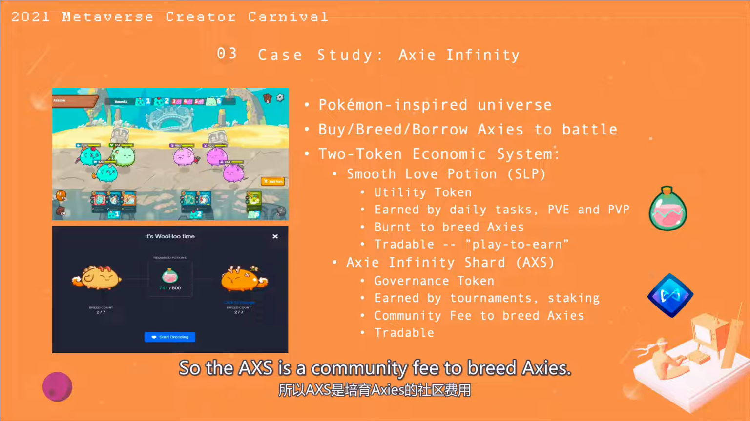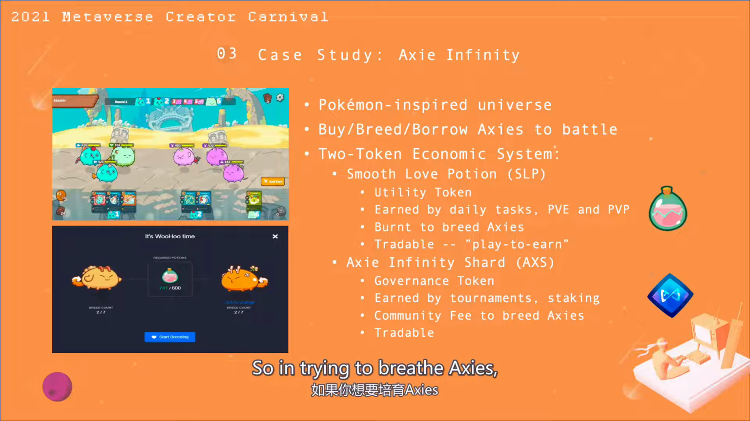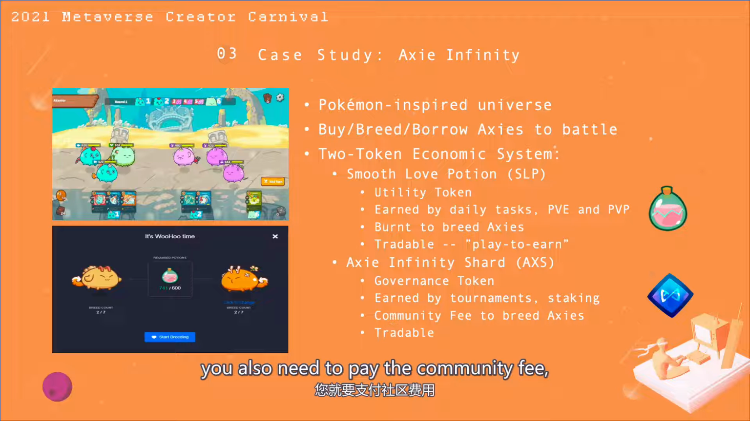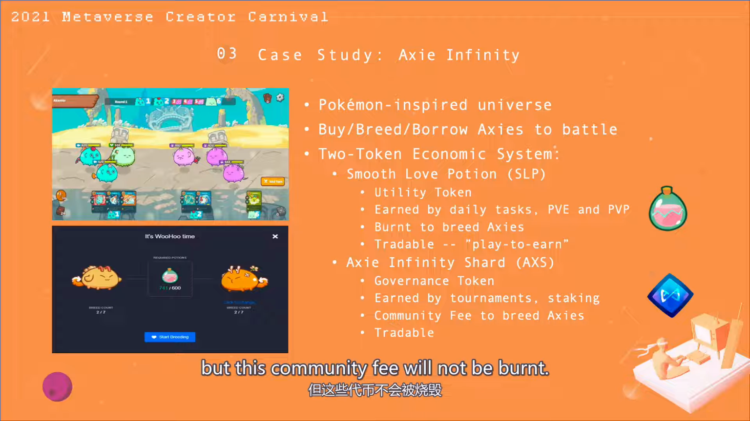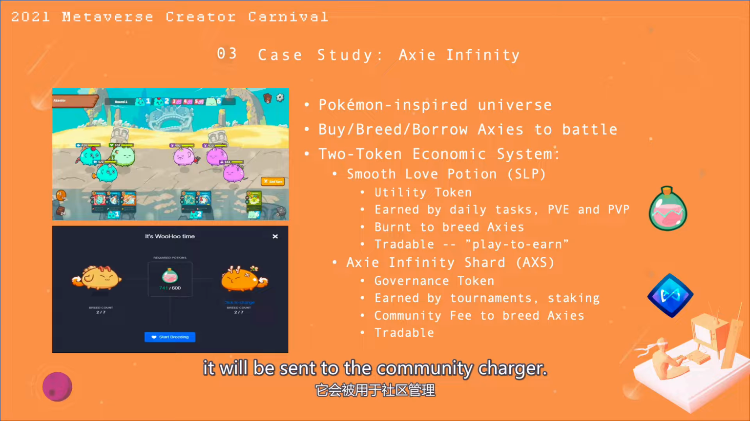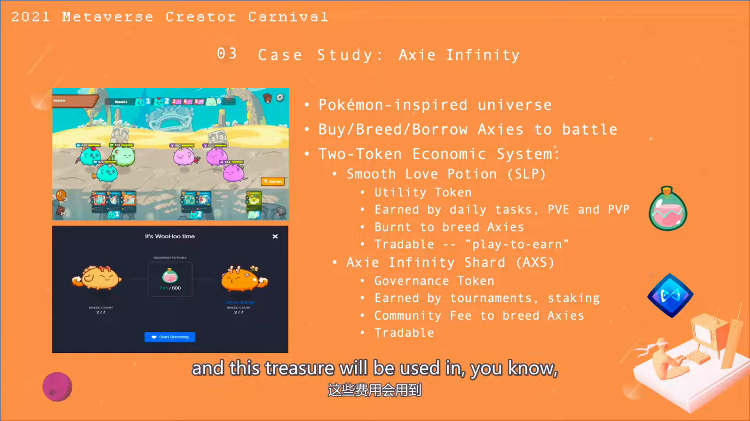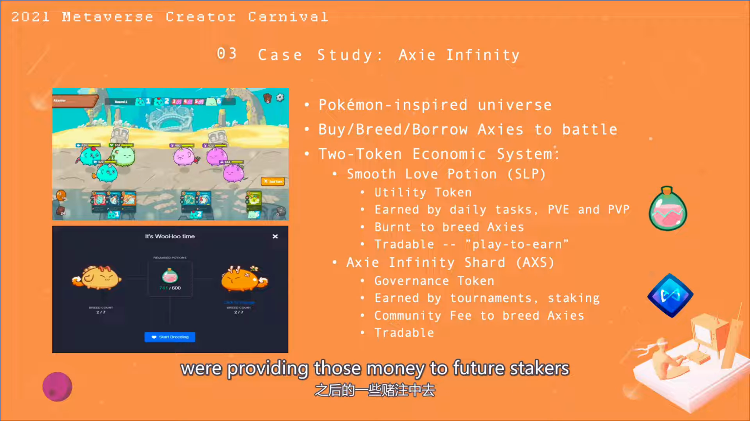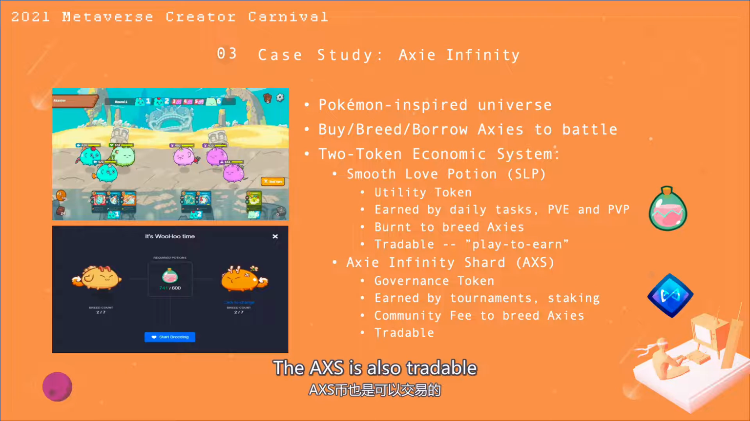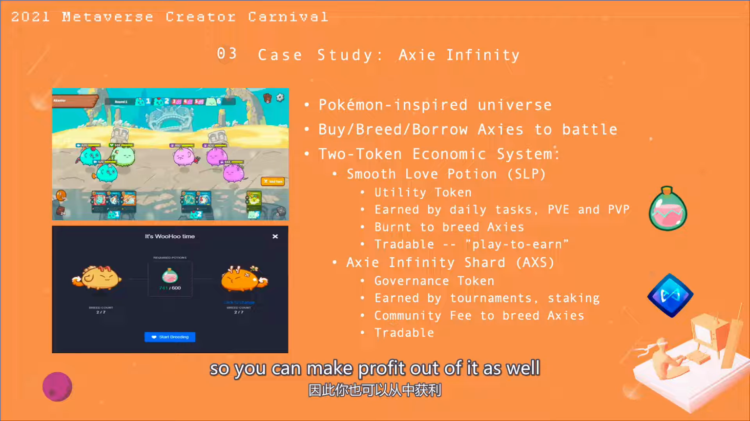So the AXS is a community fee to breed aces. So if you're trying to breed aces, you also need to pay the community fee. But this community fee will not be burnt. Instead, it will be sent to the community treasure, and this treasure will be used in providing those monies to future stakings and or to reward the users. The AXS is also tradable, so you can make profit out of it as well.